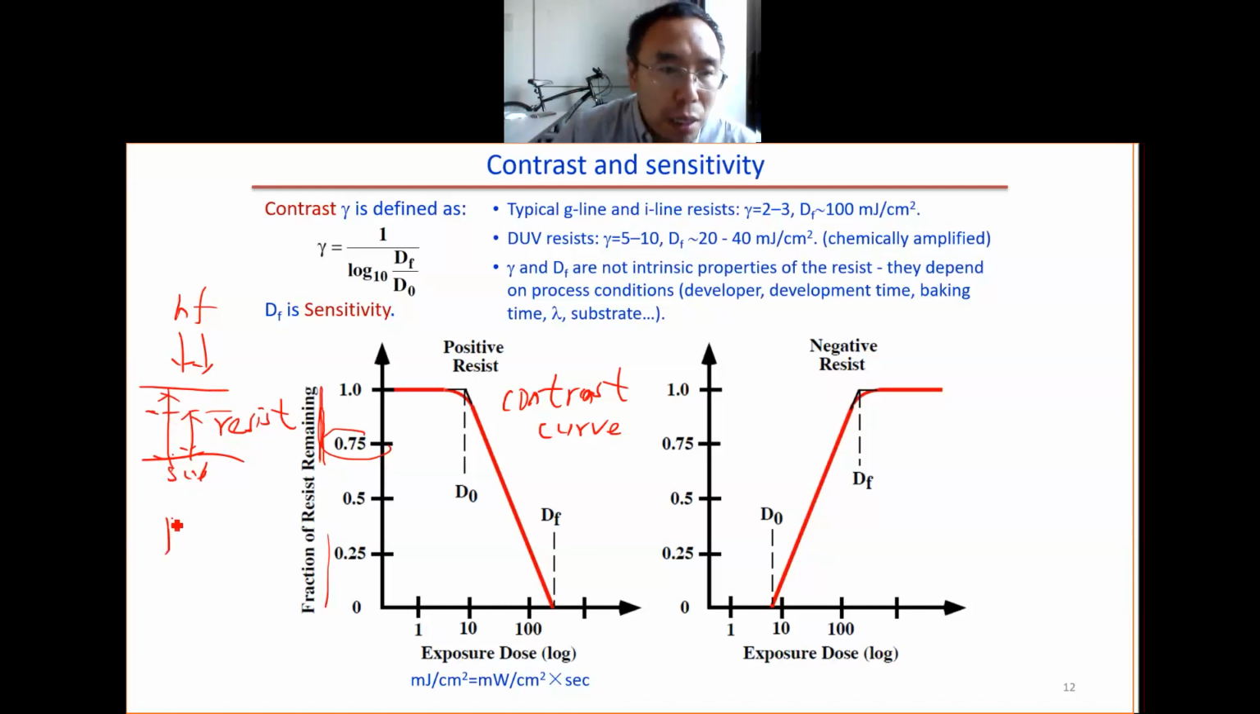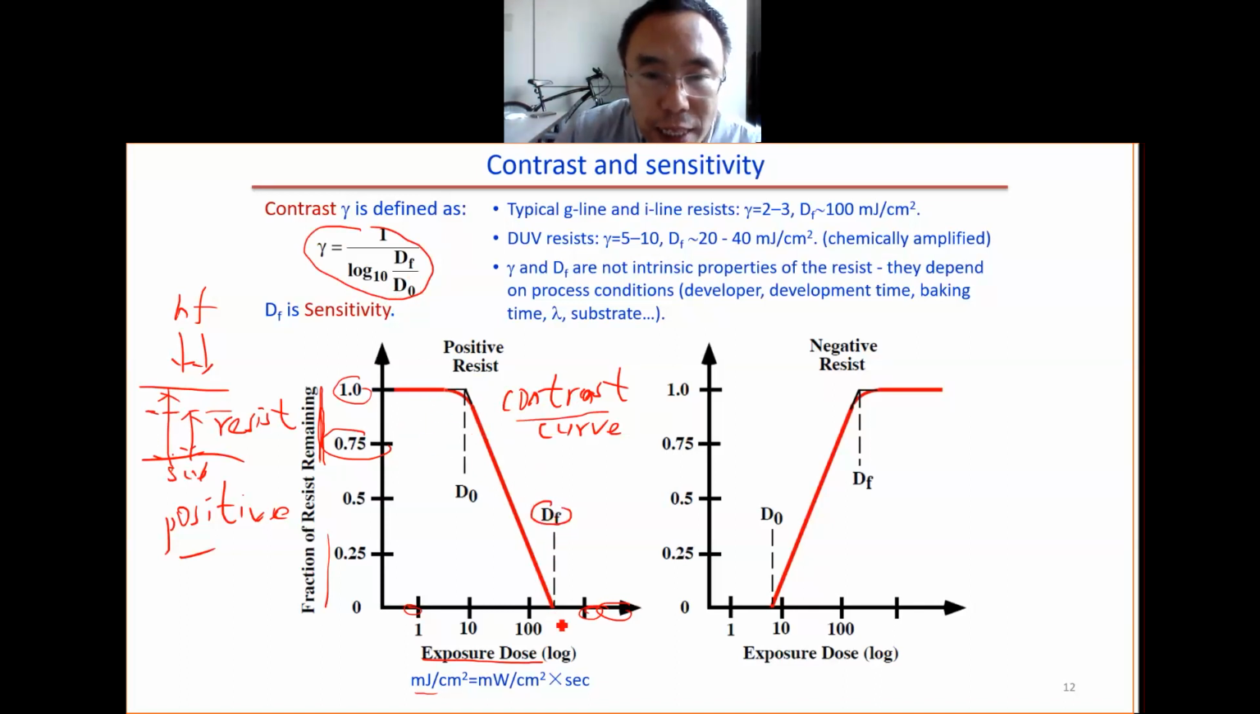For the case of the positive resist, we know that for the high exposure dose, the exposure dose in millijoules per square centimeter, there will be nothing remaining, so we have zero thickness. For the low exposure dose, all remains, so we have 100% thickness. In between, we have this transition, and this transition defines the contrast. It's defined here: 1 over log10 of Df over D0. Df, the dose here, is needed to clear the resist. This is called sensitivity.